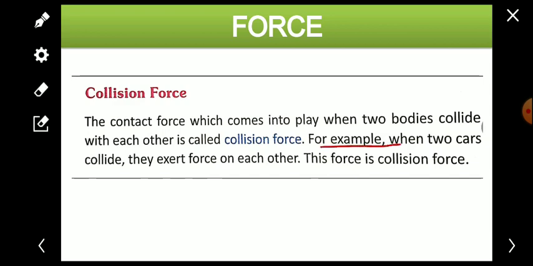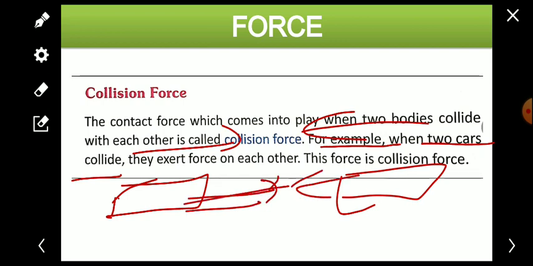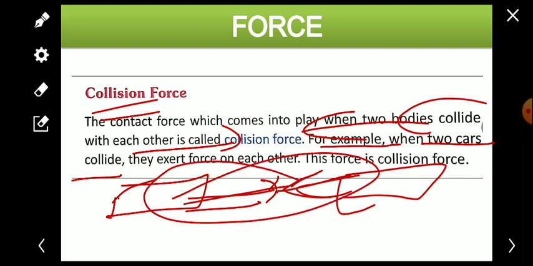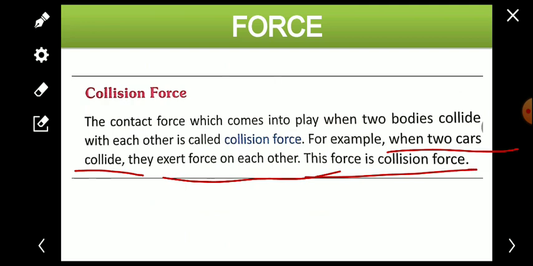For example, two cars collide. Suppose one car comes from this side and one car from this side, in opposite directions, and at a point they collide, then they apply force on each other. This force they have applied because of the collision. What will that force be called? Collision force. I hope you understood very well. So when two cars collide, they exert force on each other, and the force is known as the collision force.